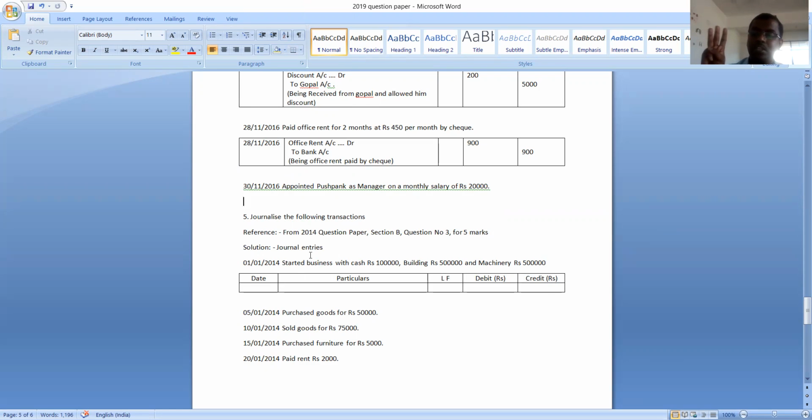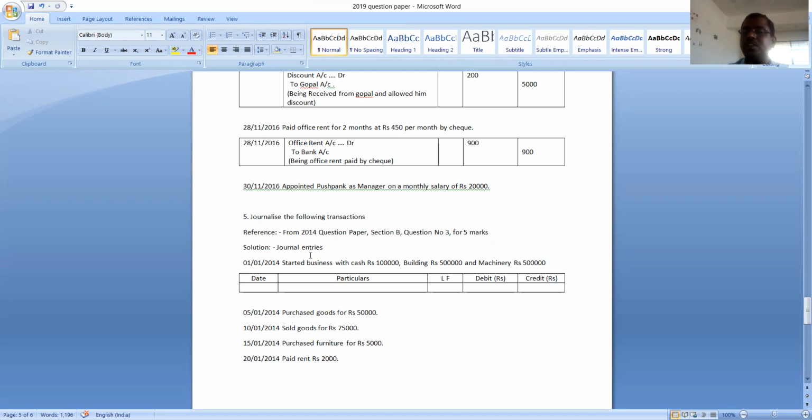How many types of accounts are there? Three types of account: personal account, real account, and nominal account. No need to bother that much about further classification of accounts, but you should know which main classification a particular classification comes under. For example, capital account, of course it is a personal account, but what is the further classification? It is a representative personal account.